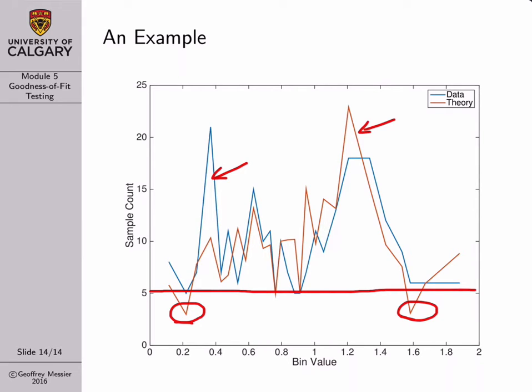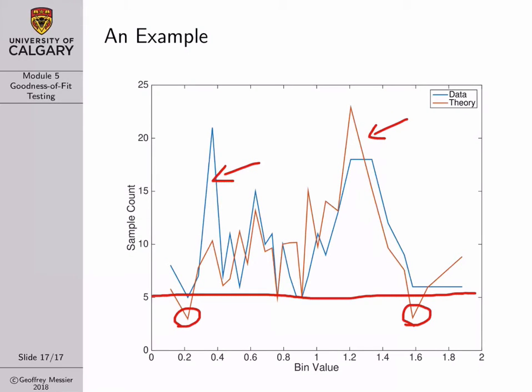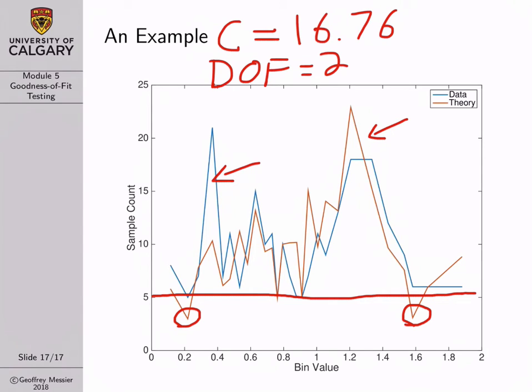And so once I was finished combining, we went from 100 bins down to 26 bins. And so our degrees of freedom would now drop to 24 in this particular case. And if we go ahead and calculate our value for C, in this particular little experiment, I got a C value of 16.76. Our degrees of freedom again were equal to 24.